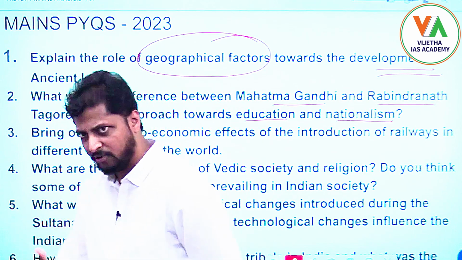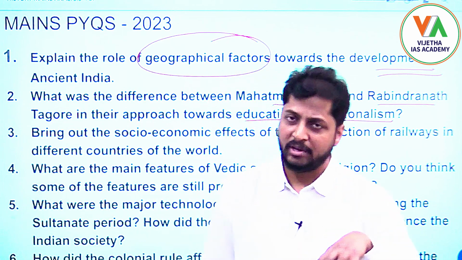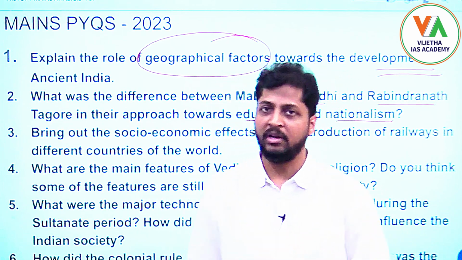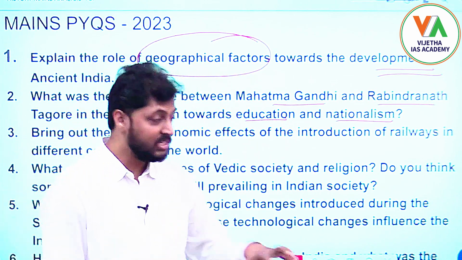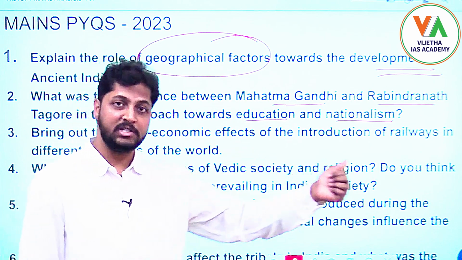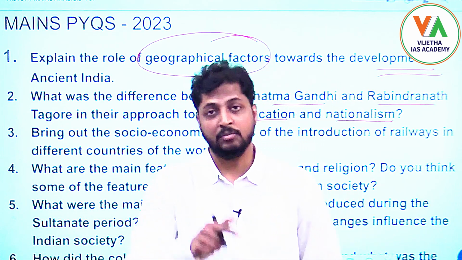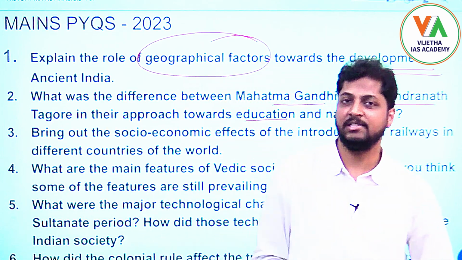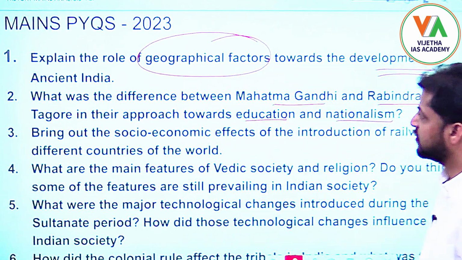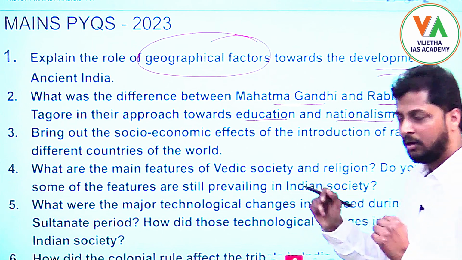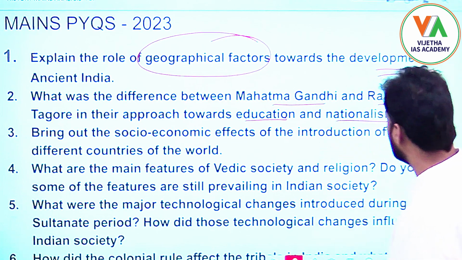Actually, this is a very elaborate topic. In the modern section, we'll deal with Gandhi's role in the Indian national movement and his approach towards various aspects of society, and similarly Tagore's approach towards various aspects of society, and bring them together in terms of comparison, as well as analyze the differences among them, right? So this question is nothing but the differences between Gandhi and Tagore towards education and nationalism. This question is from the modern section.